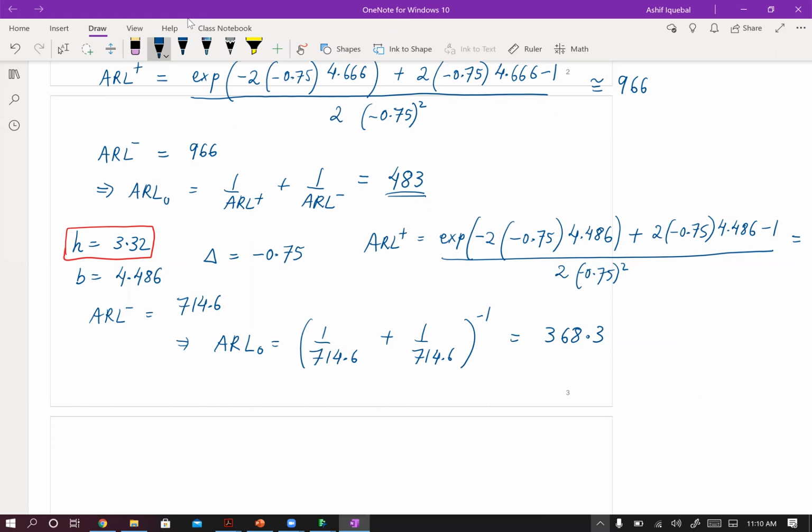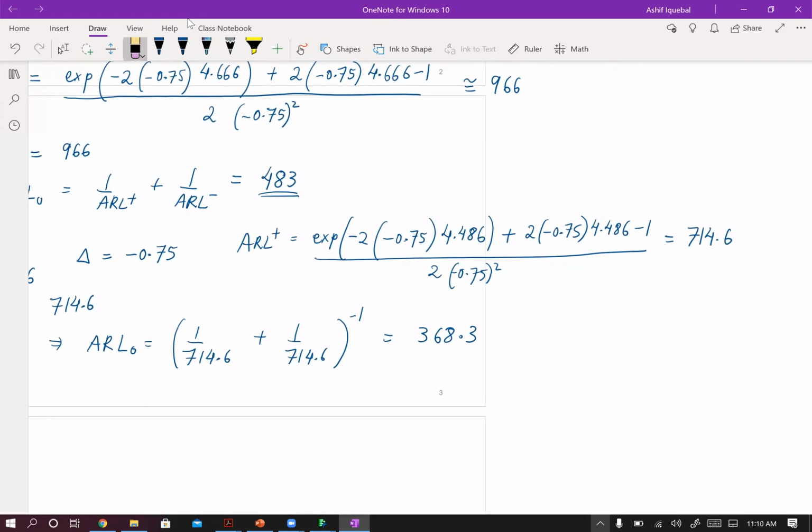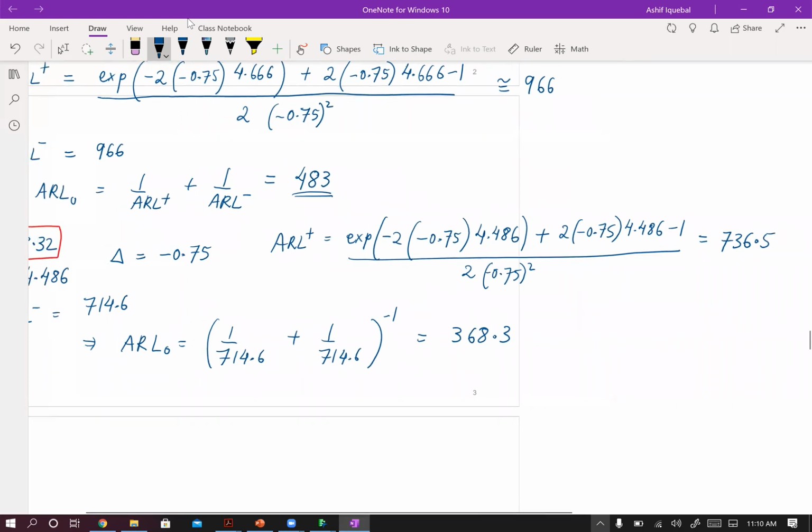Let me see if I did everything right here. There's a lot of numbers. I again made a mistake here. So this number is not 714, but this number is 736.5. And so this will also change. This will be 1 by 736.5 plus 1 by 736.5.